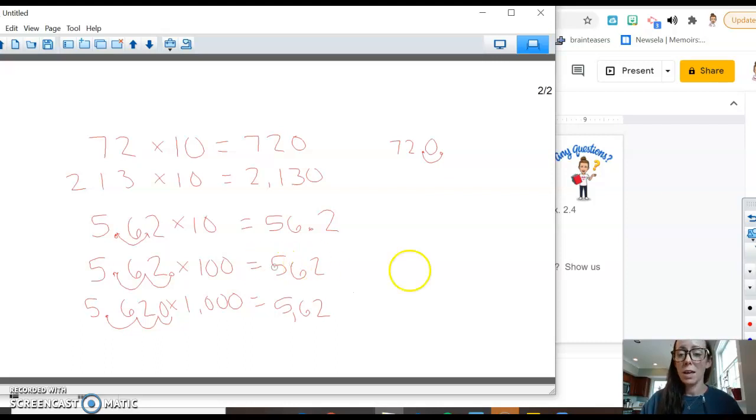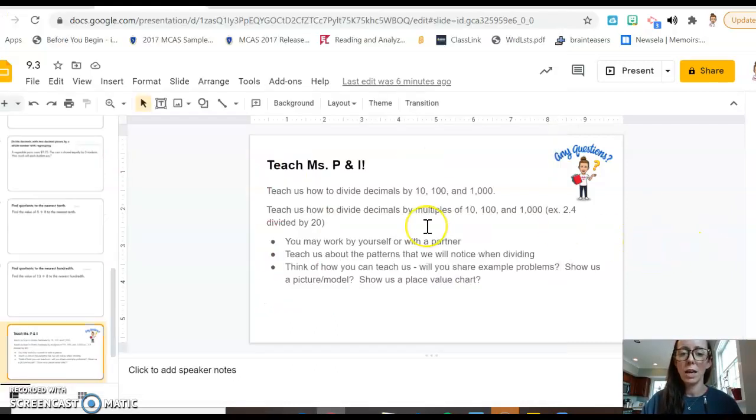So your job today, like we talked about on Tuesday, is to come up with a way to teach myself and Miss P how to do this work. We need your help. And what I want you to do is to work on this first. And when you check in with Miss P at your math station, she's going to be expecting you to teach her. When you finish your plan on how you're going to teach Miss P and I, there are going to be some workbook pages that I would like you to complete that are going to be linked in your schedule.